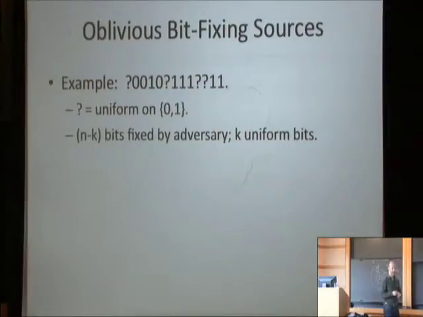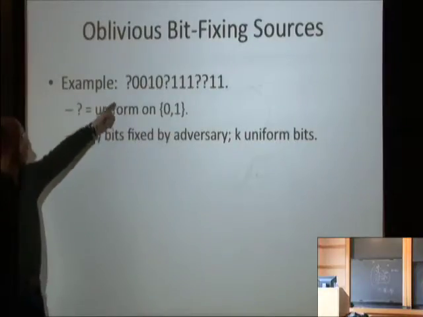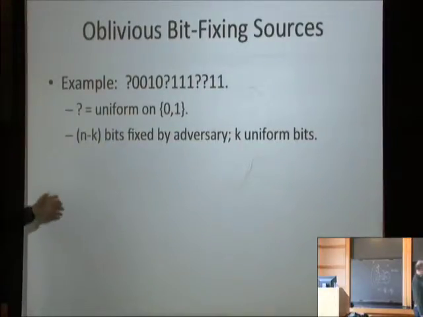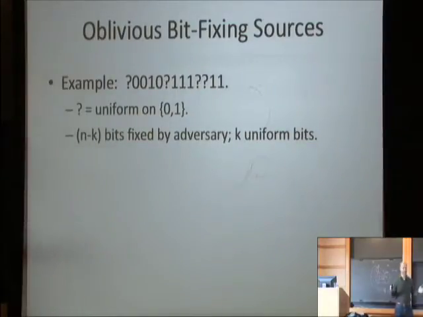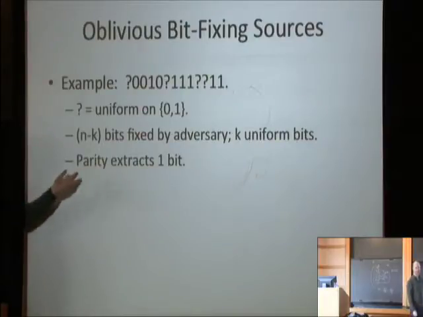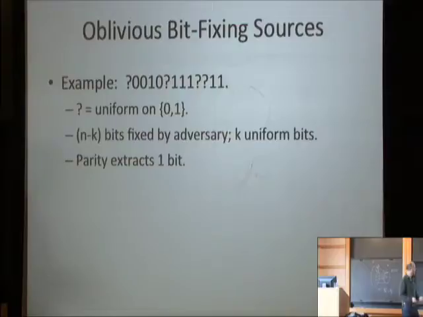Okay, so another model where a seedless extractor is useful is a very simple one: oblivious bit fixing sources. Here, the question mark denotes the uniform distribution on 0, 1. An adversary first fixes all but k bits, and then the remaining k bits are chosen uniformly at random. For example, parity would extract 1 bit because there are no dependencies. But how do you extract more?